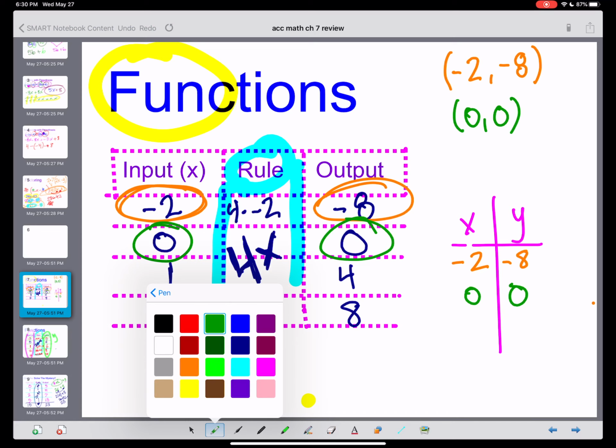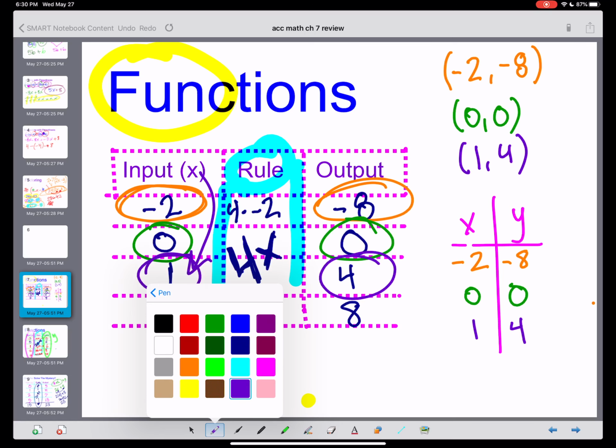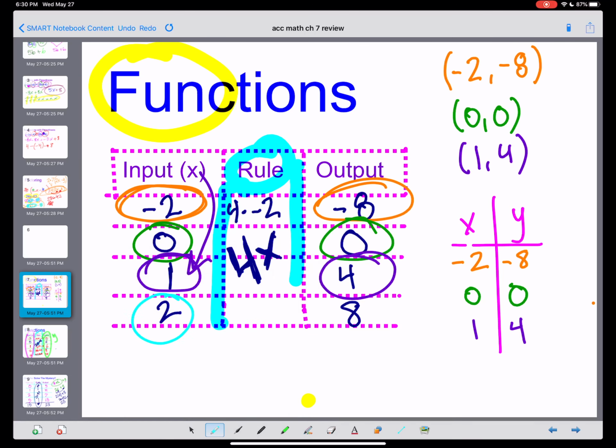Two more. You can pause the video if you like and see if you can fill them out on the table and write the ordered pairs on your own and then check back, or you can just stay with me. When x is 1, our output is 4. So when x is 1, y is 4. And our last one, when x is equal to 2, our output is 8.